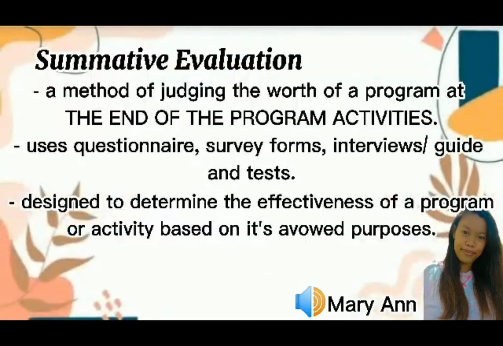So next is the second category, which is the summative evaluation. It is a method of judging the worth of a program at the end of the program activities. So why at the end of a program or activity? It is because summative evaluation is intended to provide a package of results used to assess whether a program works out or not. It is more focused on the outcomes of the activities or programs. So in conducting summative evaluation, it uses questionnaire, survey forms, interviews, or guide and test. This type of evaluation is designed to determine the effectiveness of a program or activity based on its avowed purposes.